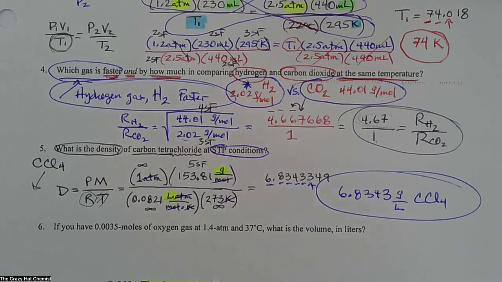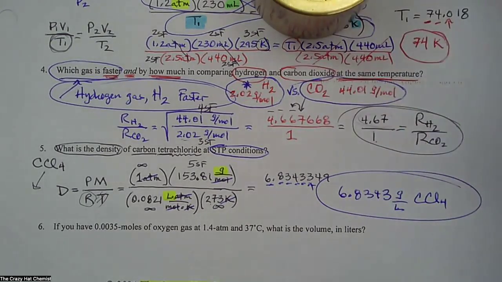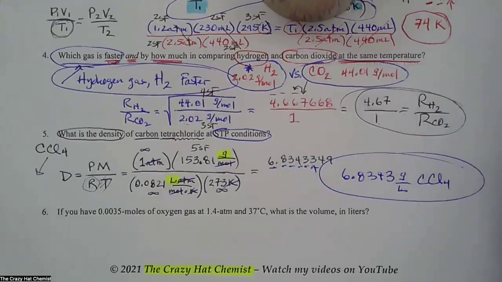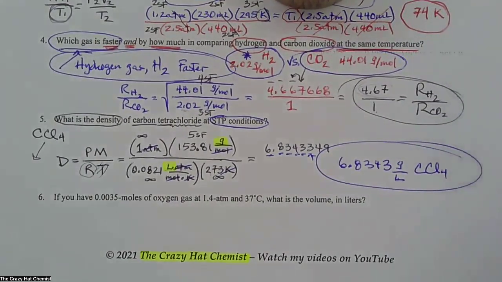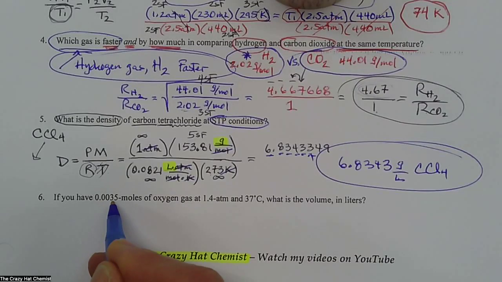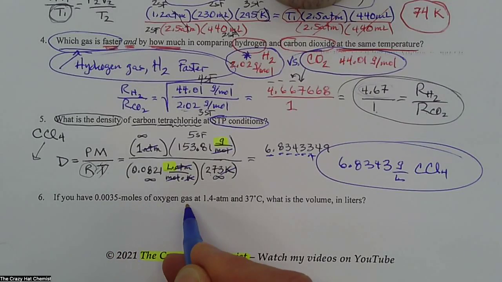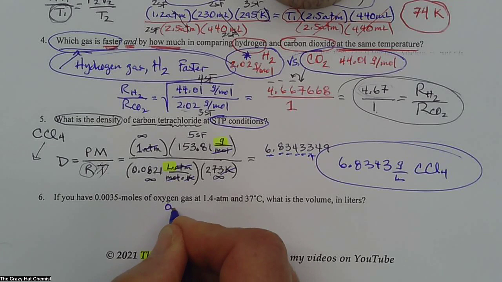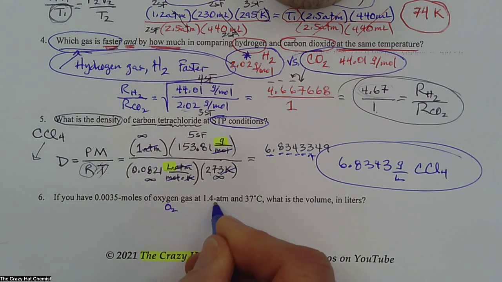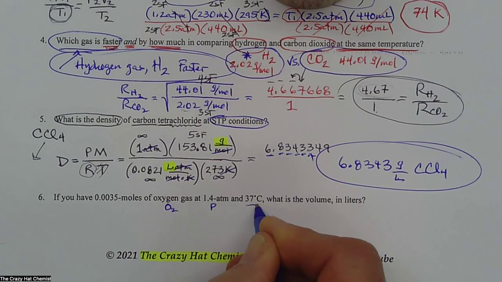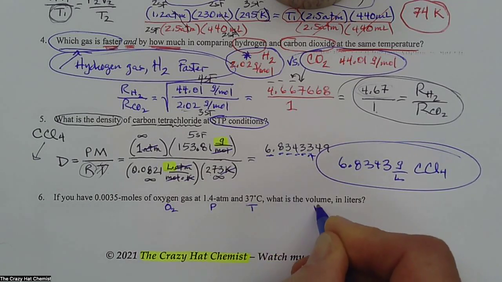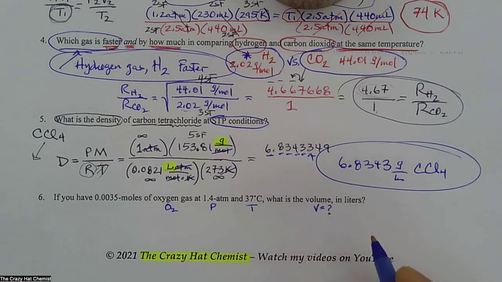We only have one more problem here left to do, and that is problem number 6. So here we go, problem number 6. If you have 0.0035 moles of oxygen gas, that's O2, at 1.4 atmospheres, that is a pressure, 37 degrees Celsius, that is a temperature. What is the volume in liters?